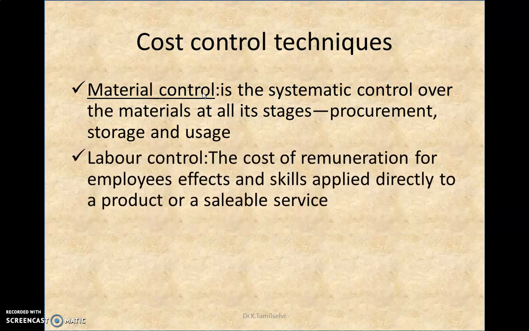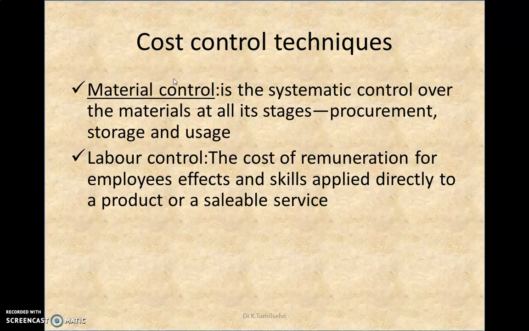The second technique is called labor control. The cost of remuneration paid to the laborers is called labor cost. The cost of labor is the sum of all wages paid to employees as well as the cost of employee benefits and payroll taxes paid by an employer. So, the organization has to ensure the manpower quantitatively as well as qualitatively. If it fails to balance these, it will affect the true cost of goods and services as well as profit.